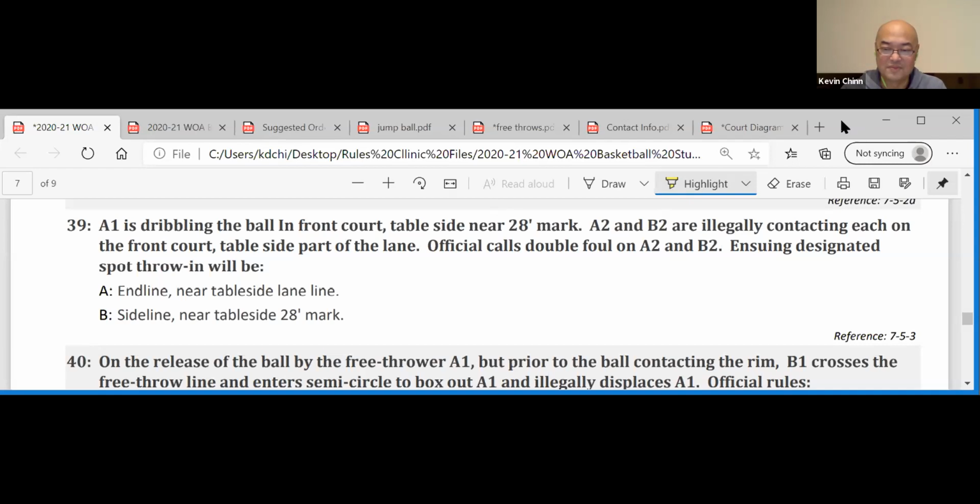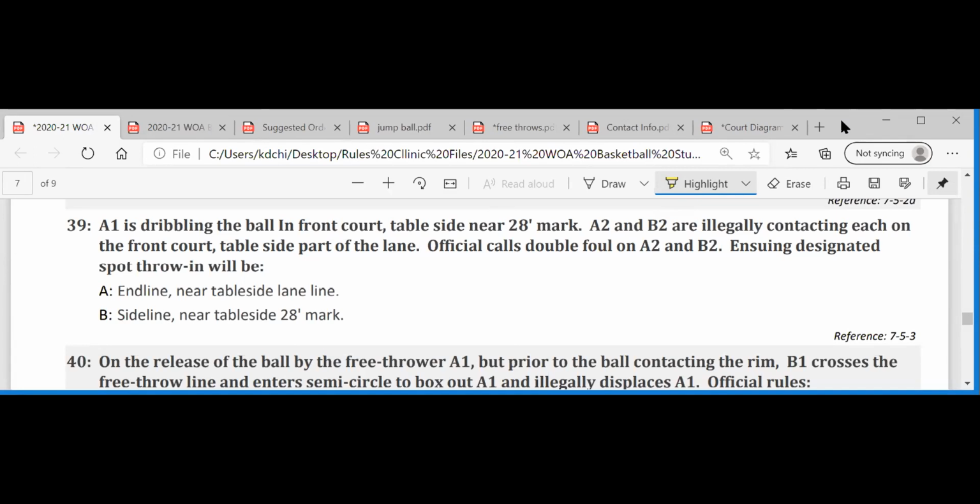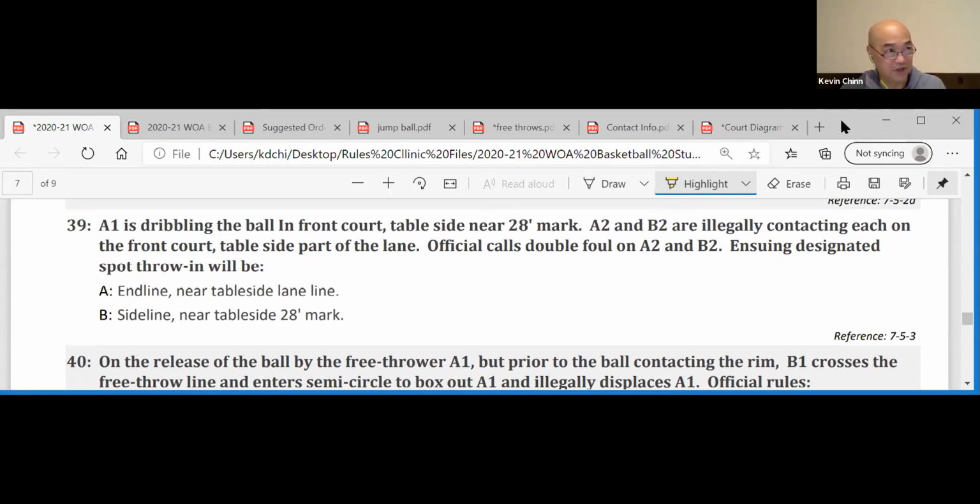Very good. So when you have a double foul, the ball comes in at the spot where the ball was. In this case, the ball was near the 28-foot mark, which is close to midcourt. We have two players pushing each other in the lane, which is at least 28, 30 feet away. We have a foul. The ball comes in at the sideline closest to where the ball was. It's called the point of interruption. So that's what B is.